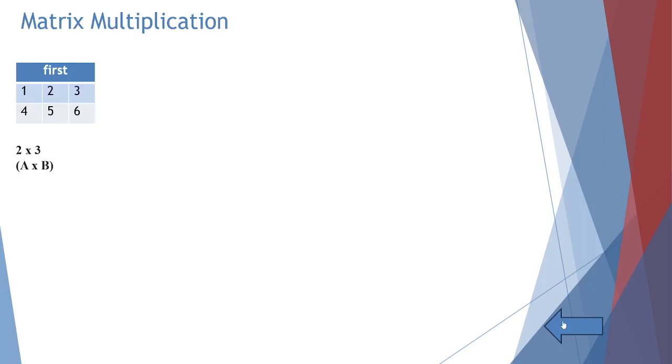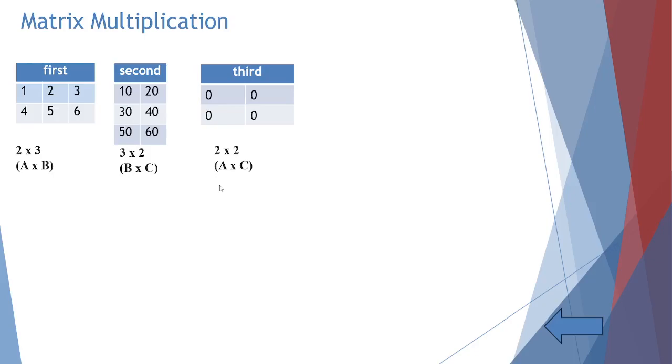With this understanding, let's see an example. First matrix, 2 rows and 3 columns, A by B. Then the second matrix, B by C, that is 3 by 2, 3 rows and 2 columns. And the third matrix is of size A by C, where A is 2, the rows of the first matrix, and C is the number of columns in the second matrix.